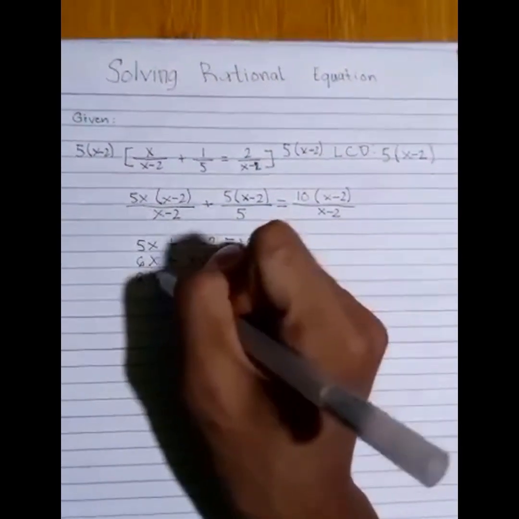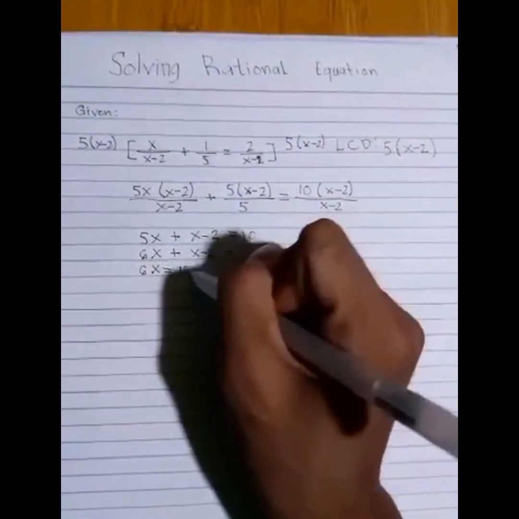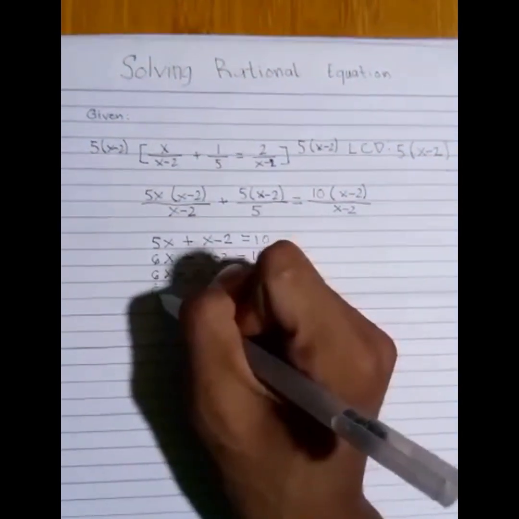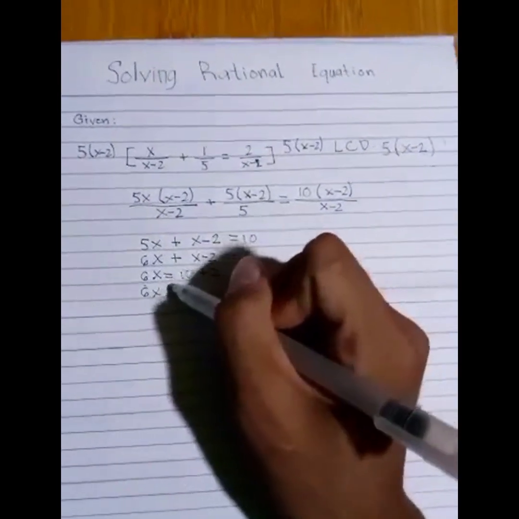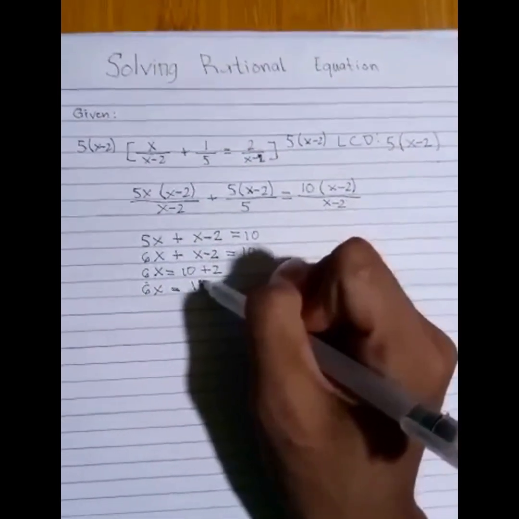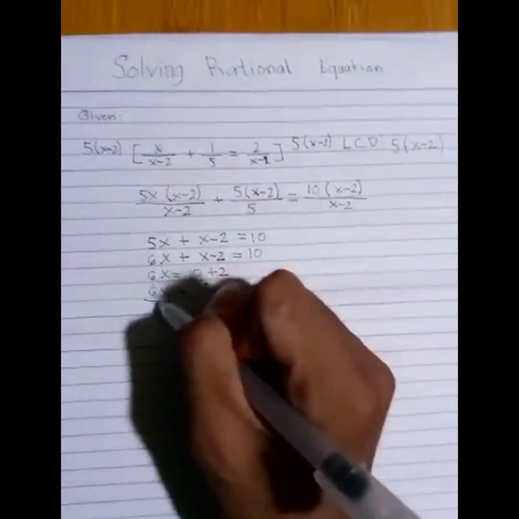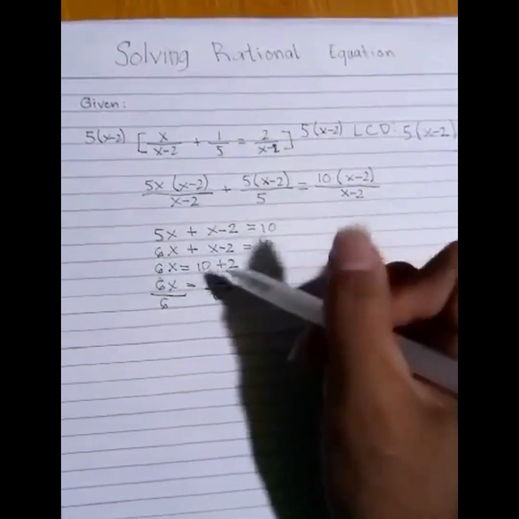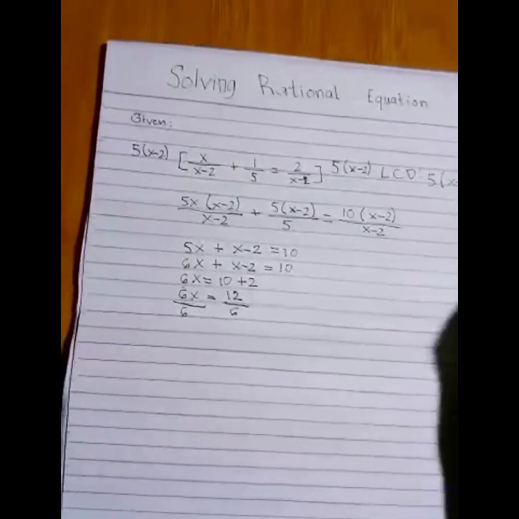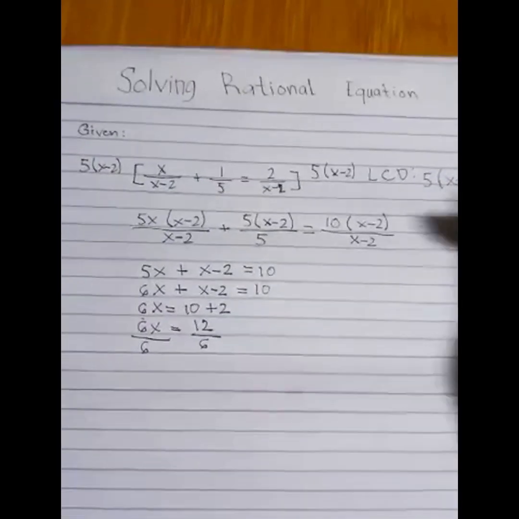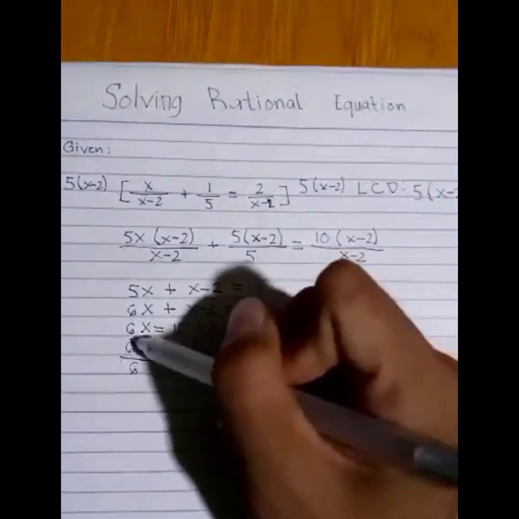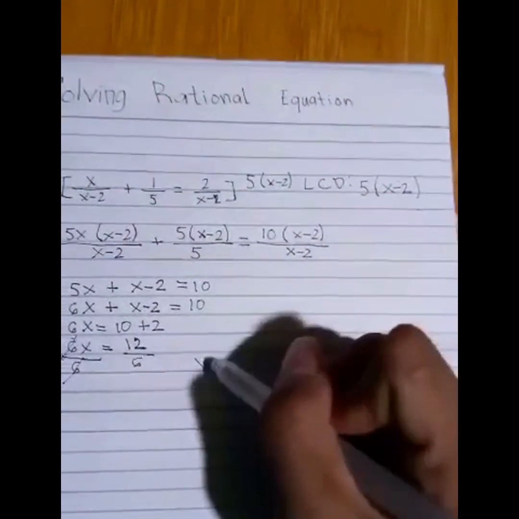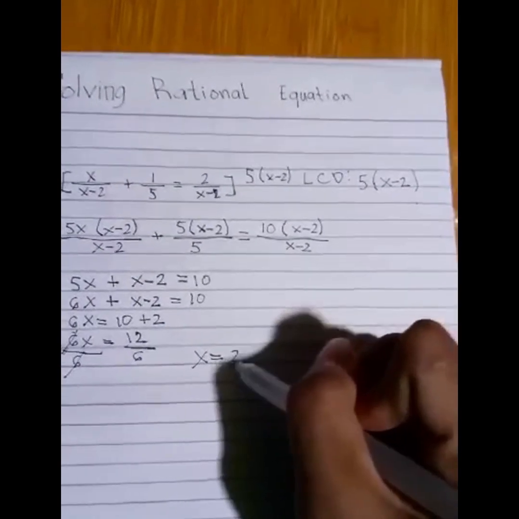6x equals 10 plus 2. 6x equals 12, divided by 6. Cancel 6. The answer is x is equal to 2.